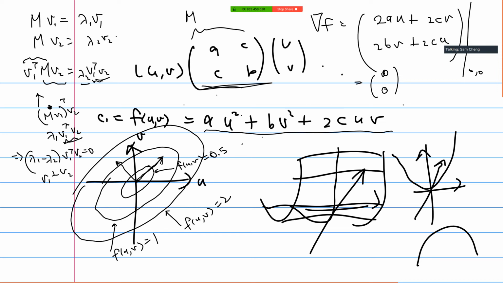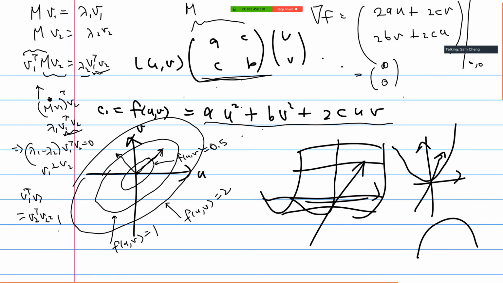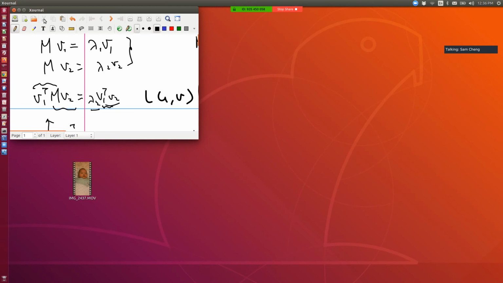So I can make it not just orthogonal to each other. I can have v1 transpose v1 equal to v2 transpose v2 equal to 1. So you just normalize that. That's nothing special. And then let's see what I can do. Then I can make these two equations combine with one another. I need some space. Let me use an eraser to clean up some space here.